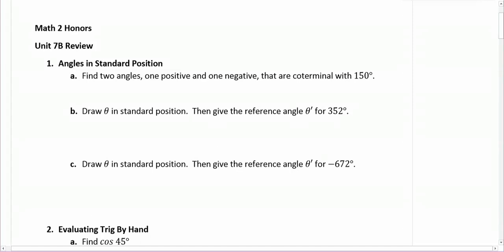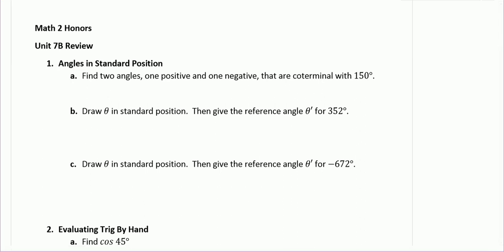This is a Math 2 Honors Unit 7B review, and we're going to start with number 1 here, talking about angles in standard position. Part A says find two angles, one positive and one negative, that are coterminal with 150 degrees.